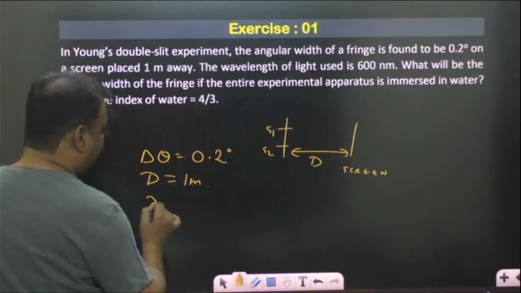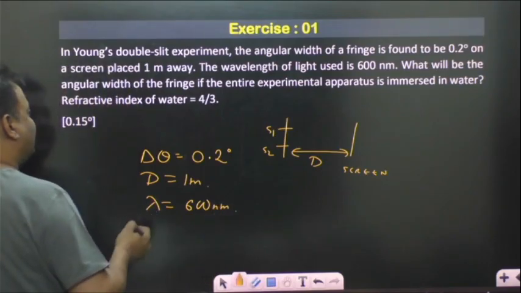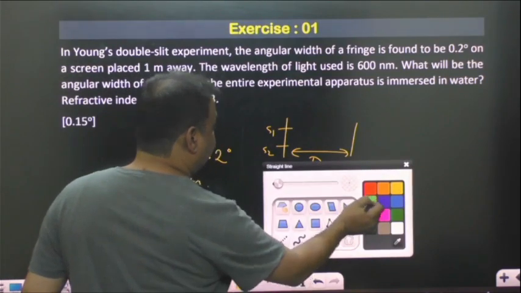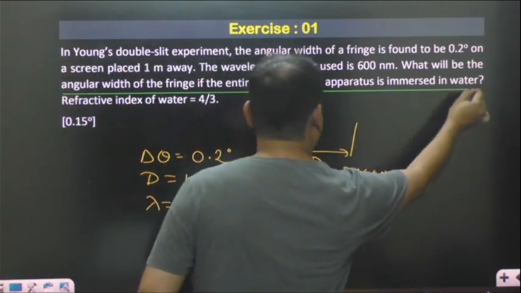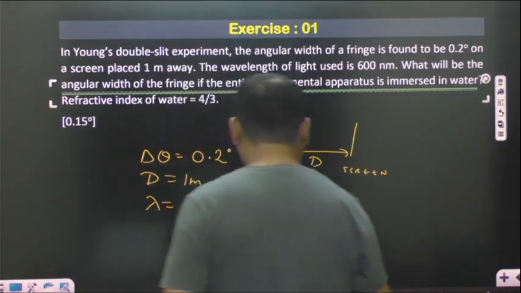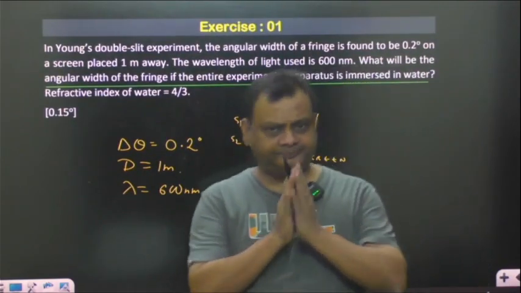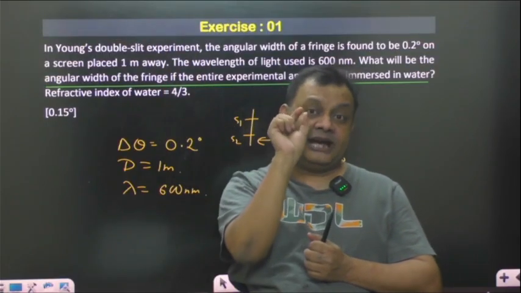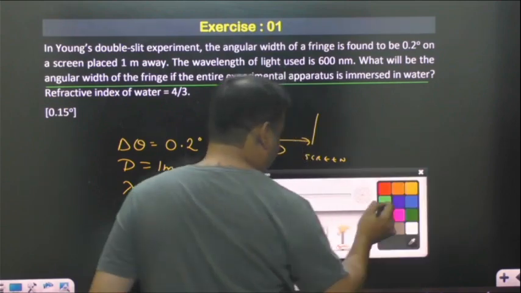The wavelength of the light is 600 nanometer. What will be the angular width of the fringe if the entire setup is immersed in water, and you are given the refractive index of water? So basically in this problem, what is the goal? The experiment is performed in air, and you are given the angular width. Remember, today we have seen the formula for angular width.